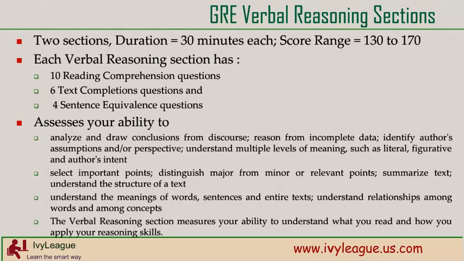The verbal reasoning sections measure your ability to analyze and draw conclusions from discourse, reason from incomplete data, identify author's assumptions and/or perspective, understand multiple levels of meaning, such as literal, figurative, and author's intent, select important points, distinguish major from minor or relevant points, summarize text, understand the structure of a text, understand the meanings of words, sentences, and entire texts, and understand relationships among words and among concepts. The verbal reasoning section measures your ability to understand what you read and how you apply your reasoning skills.